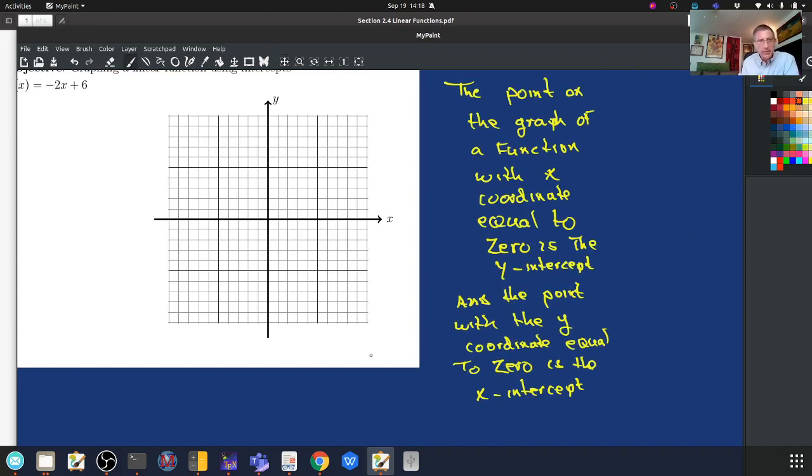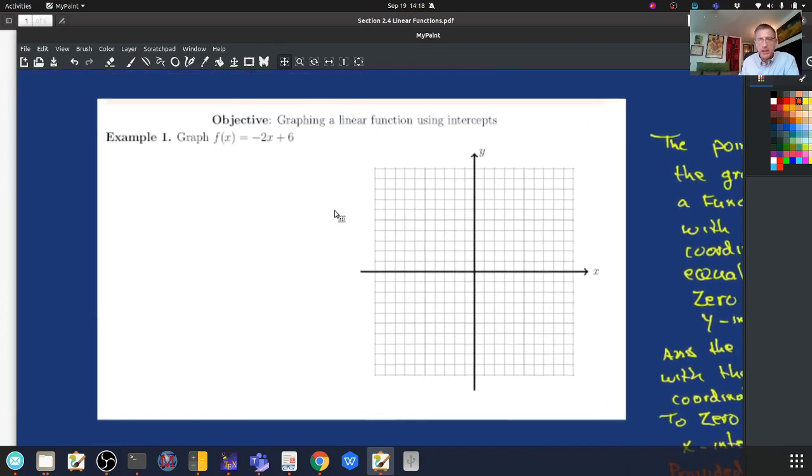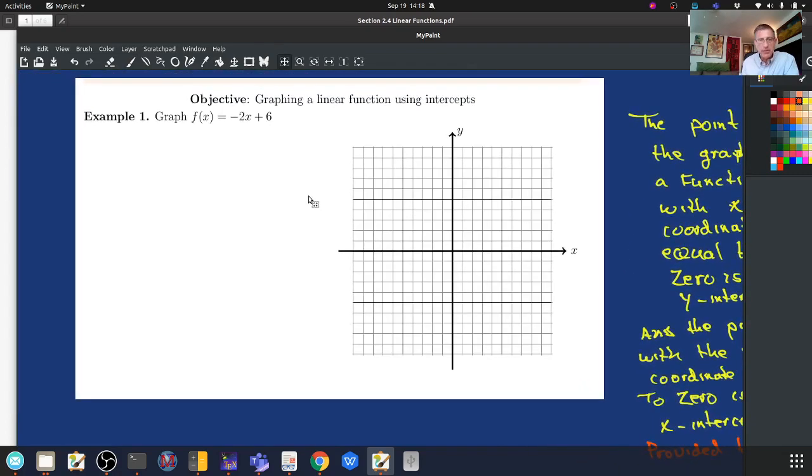Provided, what do I have to provide? Provided they exist. There are graphs of lines that don't have x-intercepts, and there are graphs of lines that don't have y-intercepts. So here is the procedure. I'm just going to give you the procedure, and it's really simple. The first thing you might want to do, until you get used to this, is you've got two options.